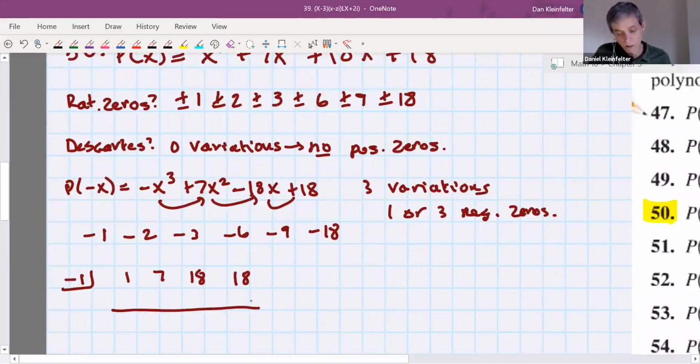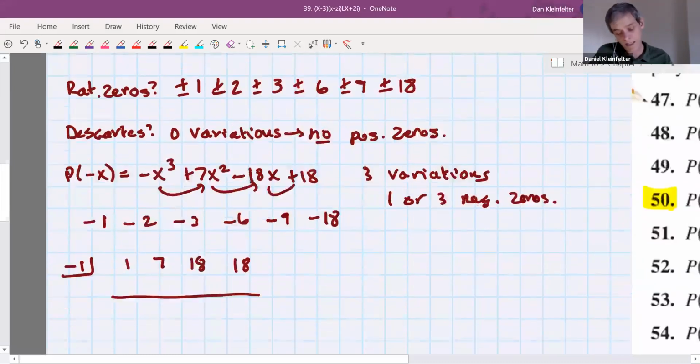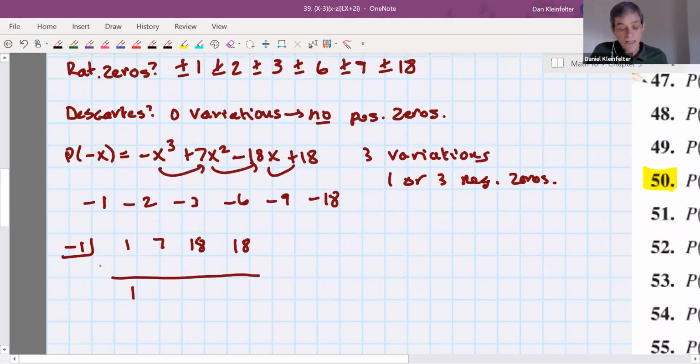All right, so I'm trying negative 1. It was 1x cubed, 7x squared, 18x, and 18. Okay, so the 1 goes straight down. Here we have negative 1. There's 6, negative 6. See, this isn't going to work out, right? So we get a remainder of 6 this time. Okay, so it's not 0, so we can forget about that. So negative 1 is off of our list.